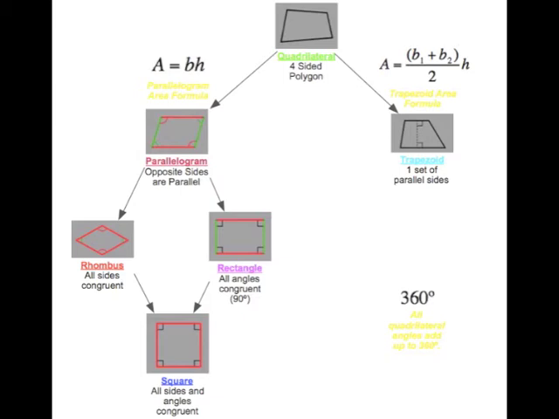From a parallelogram, you can have a rhombus where all the sides are also congruent to each other, in addition to parallel. You could have a rectangle where all the angles are congruent, which means they'd all have to be 90 degrees. And then you can have a square, which is a combination of both, where all the sides are congruent and all the angles are congruent. So we're going to be talking about the area of parallelograms today, and that formula is just base times height for any type of parallelogram, whether it's a rhombus, a rectangle, a square, or just a regular parallelogram.